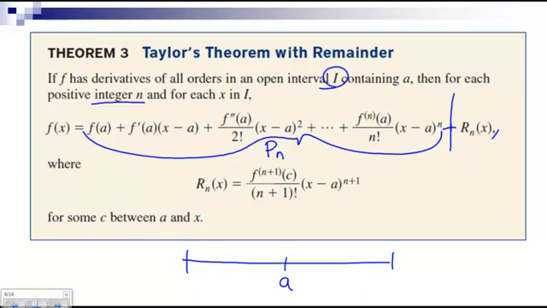When it says f to the n plus 1, it means the n plus 1 derivative. So indeed, this is the n plus 1 derivative of the function at some value c. So we have a in the center, we've got x, which is something in the interval, and we've got this new value c, and c has to be between a and x.